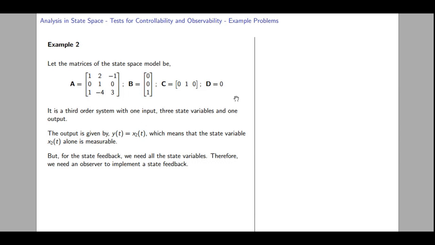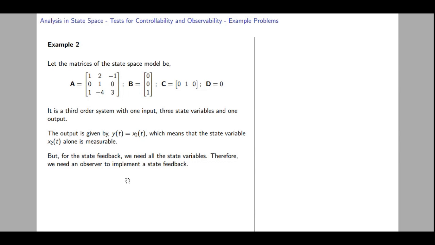The output is given by y of t is equal to x2 of t. Okay, so this means that x2 alone is measurable. Okay, so C has got only 1 in the x2 place. Okay, so therefore y of t is equal to x2 of t. This means that x2 alone is measurable. Okay, but for feedback anyhow we need all the state variables, and therefore it is necessary to implement an observer. Okay, so that I can have a state feedback control.